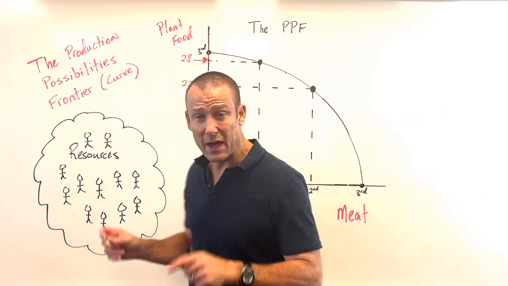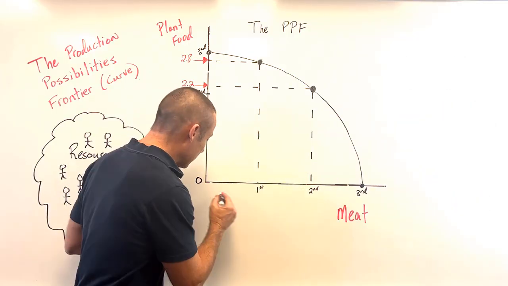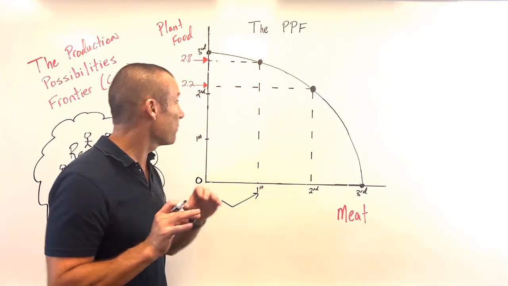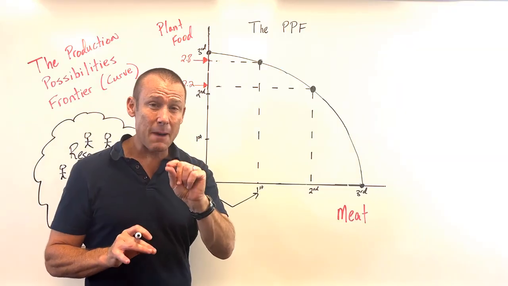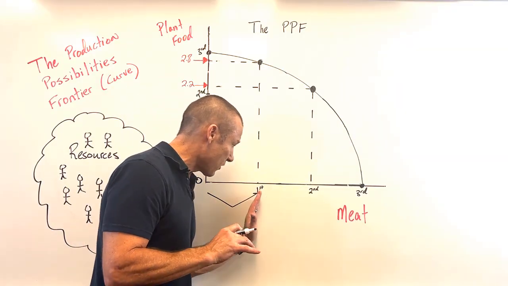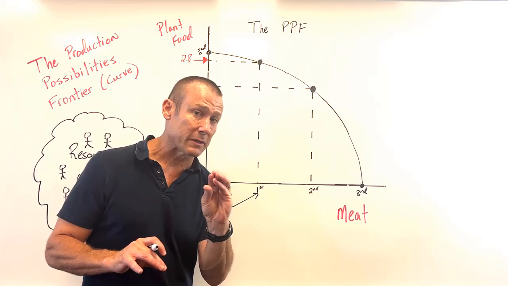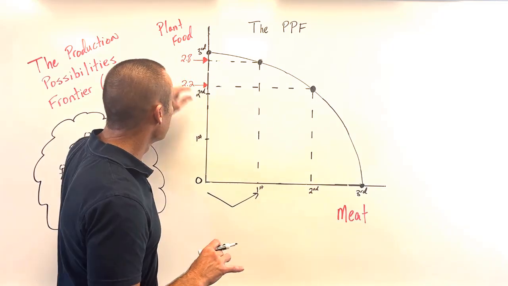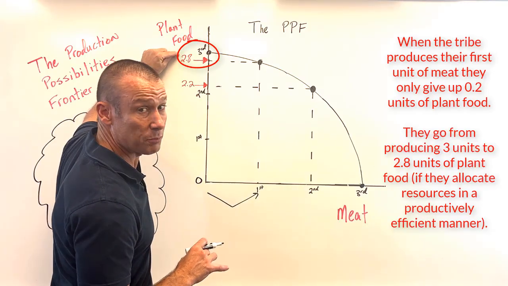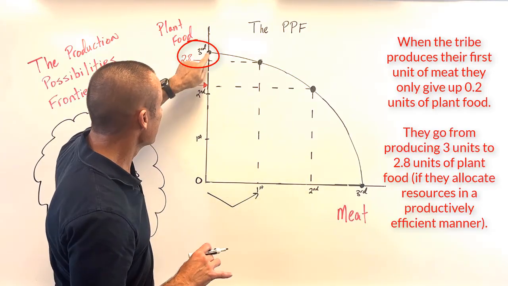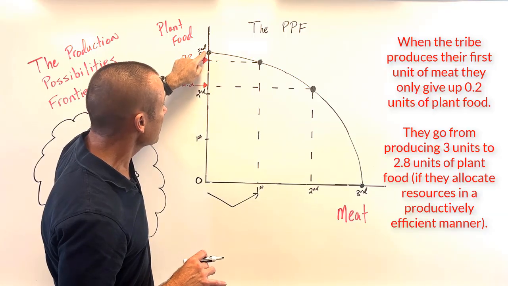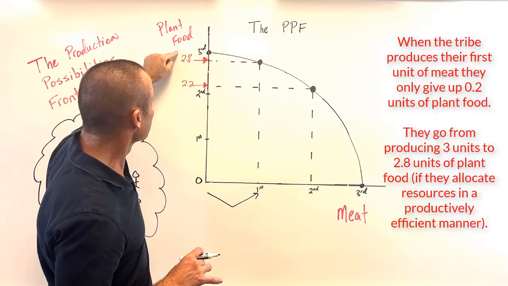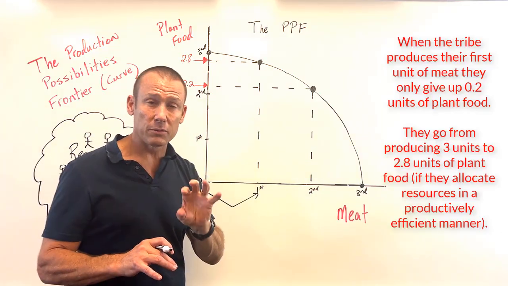So if we do that, here's what's going to happen. We're going to be able to get, let's say, 1 unit of meat and not give up hardly any plant food. The opportunity cost of us getting that first unit of meat, if we do this smartly, productively, efficiently, if we find the person with the lowest opportunity cost, is just going to be 0.2 of plant food. Hopefully you can see that. That black dot right there is at 3. Here's where we're moving to. This dot, that's at 2.8. We're just giving up 0.2 of plant food.